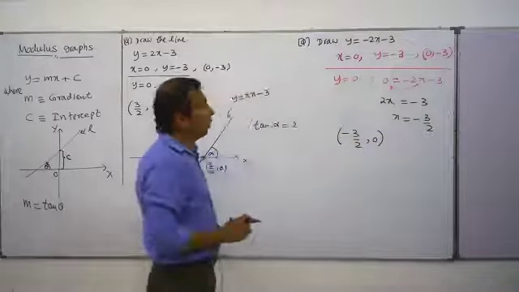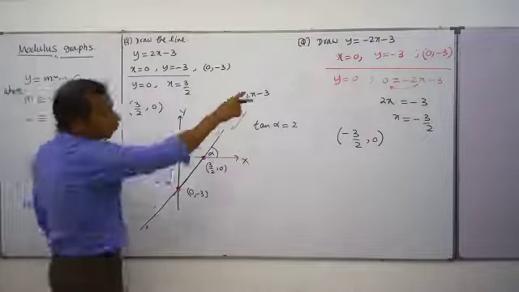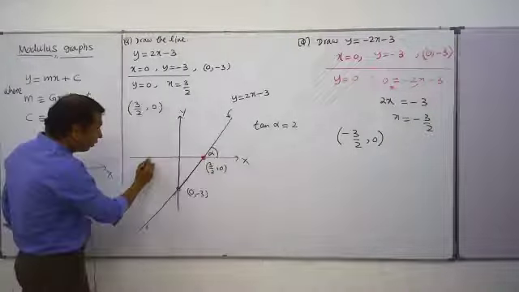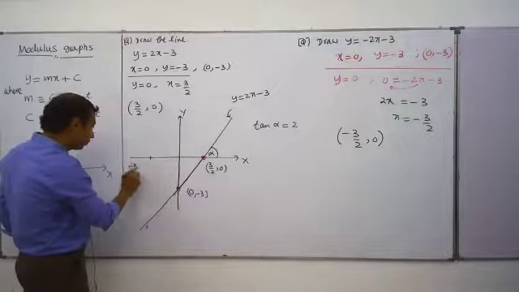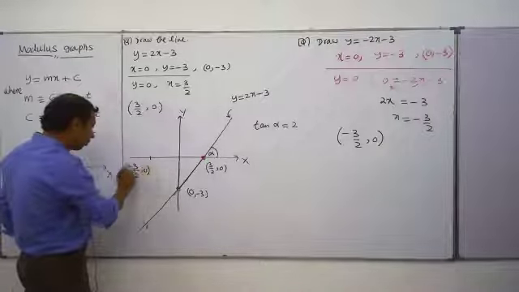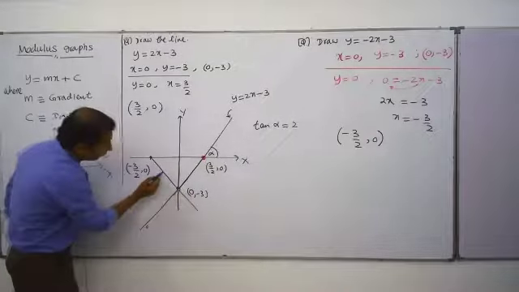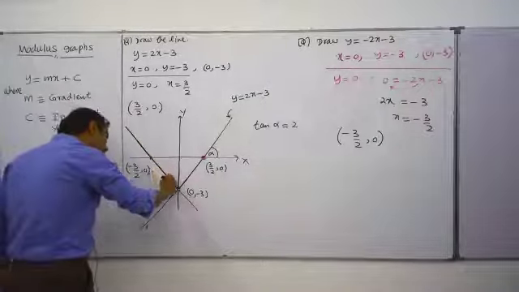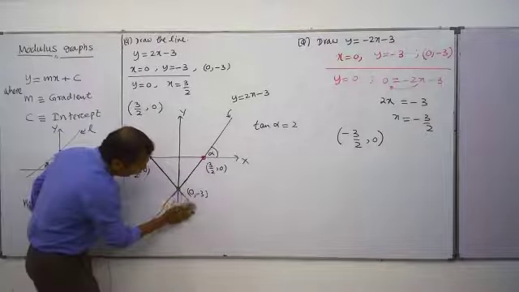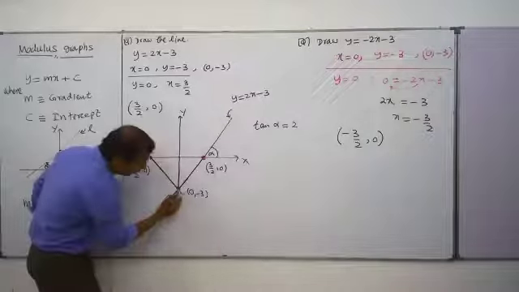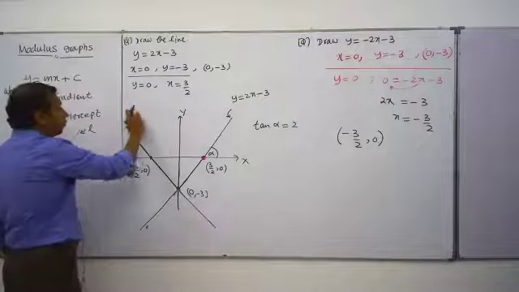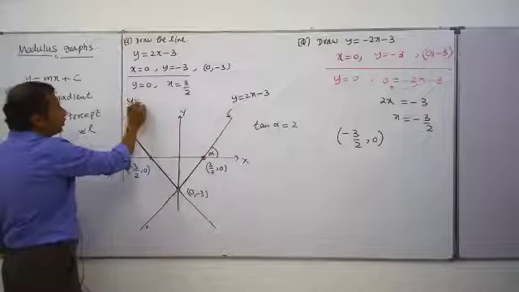Now, when we mark these 2 points on the xy plane, (0, minus 3) is here, one point. The other one is (minus 3 by 2, 0). Minus 3 by 2 is here. Then join this and this. I drew that on the same XY plane for comparison purposes to get another important idea. This equation is y equals minus 2x minus 3.